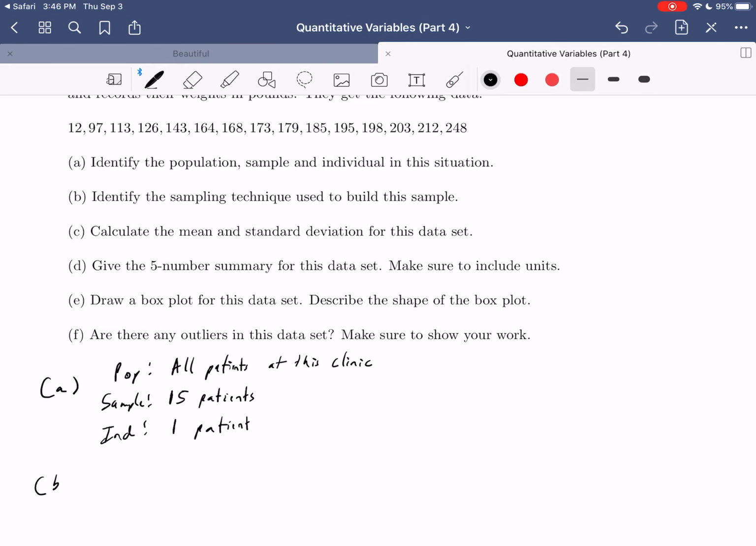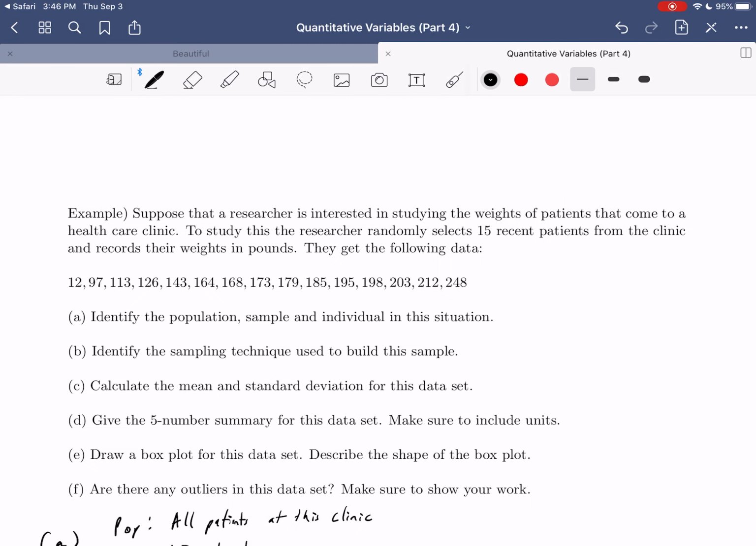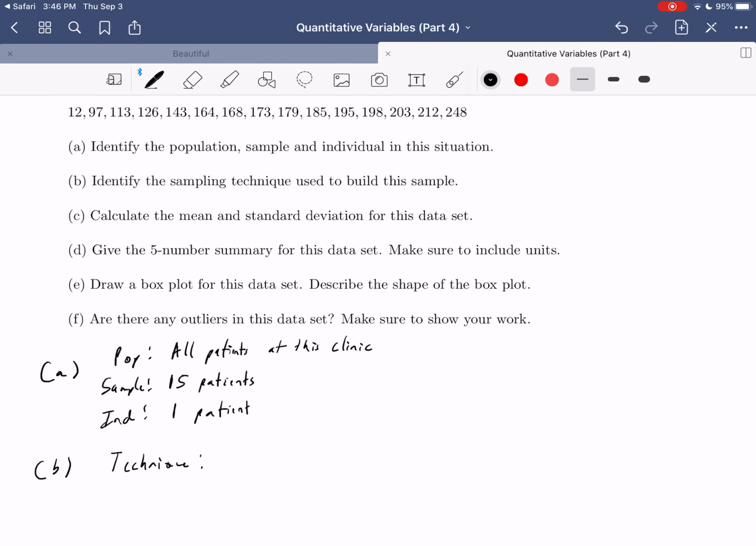All right, what about the technique here? Well, if we take a look at this, it says that we did randomly select the 15 patients, so that means we're looking at something that is either an SRS, stratified, or cluster. Notice we're not given any other information about how the researcher made these selections. We just know that it was done randomly. So that means that the technique that was used here should be an SRS. We didn't get any other information. They didn't make sure to take some patients that were male and some patients that were female or anything like that. That would be stratification. It's just an SRS in this situation.